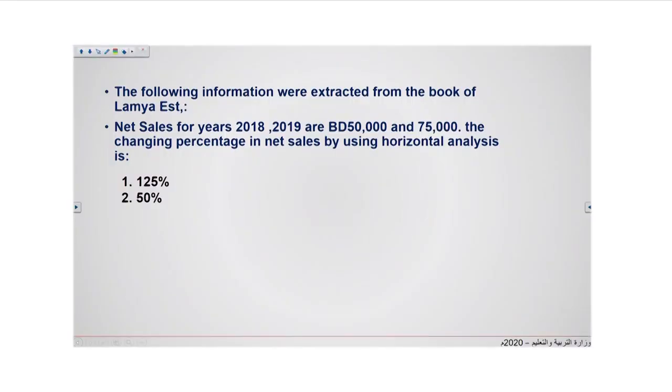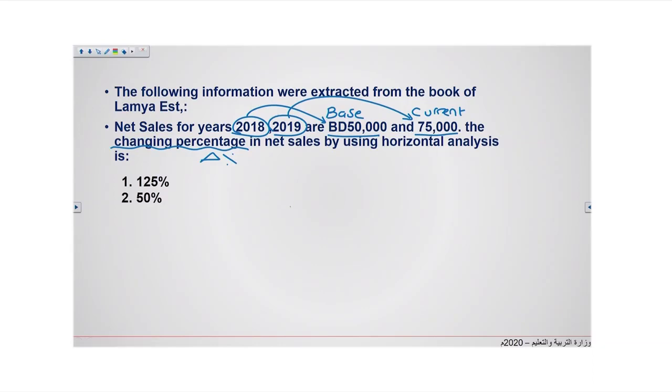Okay, now let's solve this question. The following information were extracted from the book of Lamia EST. Net sales for years 2018 and 2019 are 50,000 and 75,000. So this is the base year and this is the current year. How we know? Because it's 2018 and 2019, the new year is the current year. They want the changing percentage in net sales by using horizontal analysis.